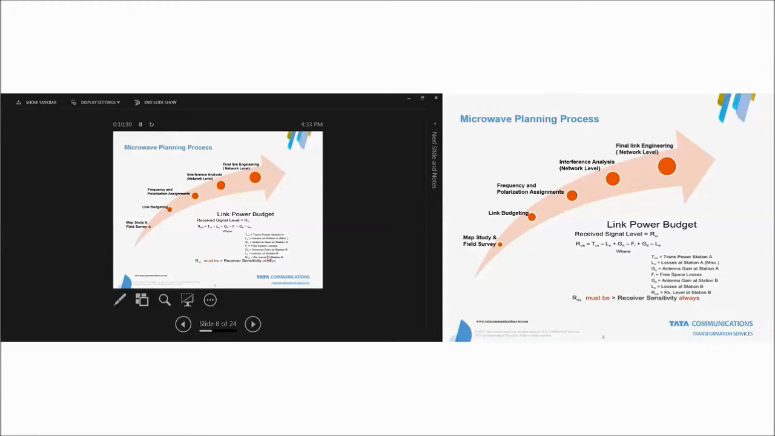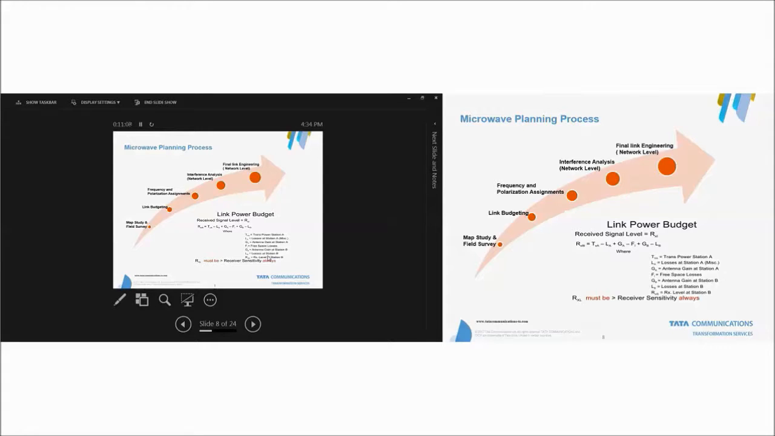The next point will be link budgeting. Link budgeting plays a vital role in planning a microwave link. You can see the formula written here. Receiving level at B is equal to transmitting power at A side, minus loss at A side, plus gain at A, minus free space loss, plus gain at B antenna, and minus loss at B side.